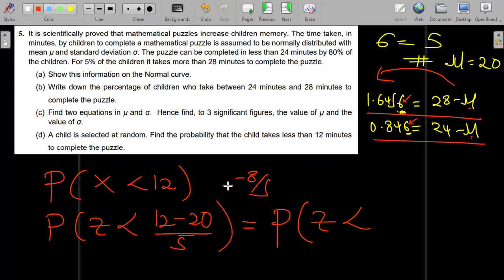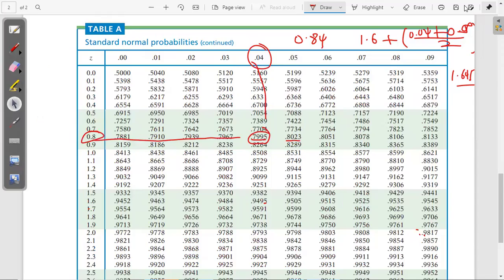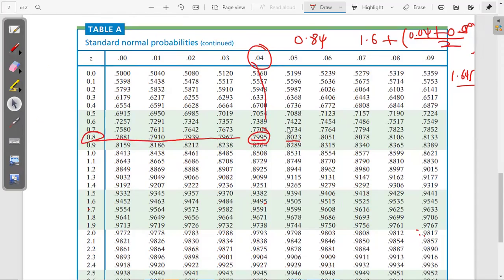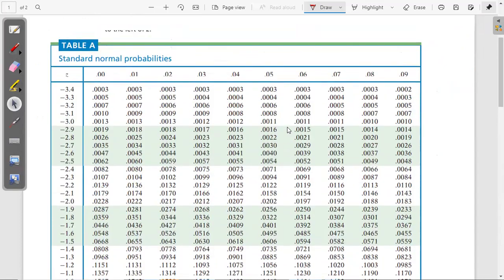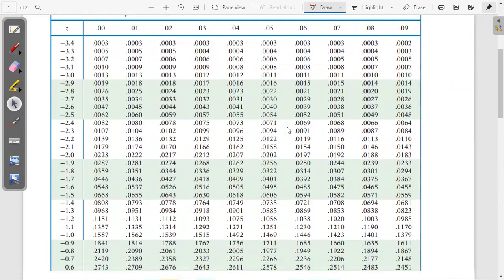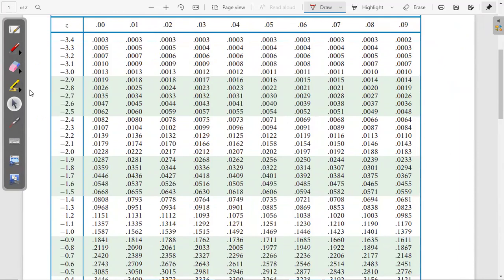So what is minus 8 over 5? Minus 8 divided by 5, I'm getting minus 1.6. Now we can find this probability from the table for the negative values. So the table for the negative values is this one, and I have minus 1.6. Where is it? Okay, it's here.